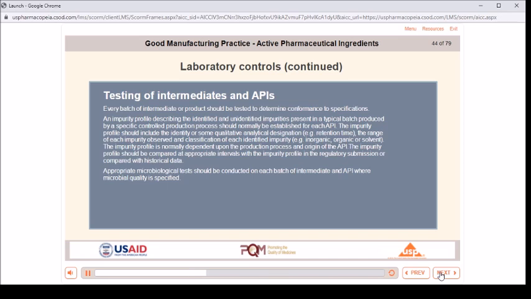The impurity profile should include the identity or some qualitative analytical designation, e.g., retention time, the range of each impurity observed, and classification of each identified impurity, e.g., inorganic, organic, or solvent. The impurity profile is normally dependent upon the production process and origin of the API. The impurity profile should be compared at appropriate intervals with the impurity profile in the regulatory submission or compared with historical data. Appropriate microbiological tests should be conducted on each batch of intermediate and API where microbial quality is specified.